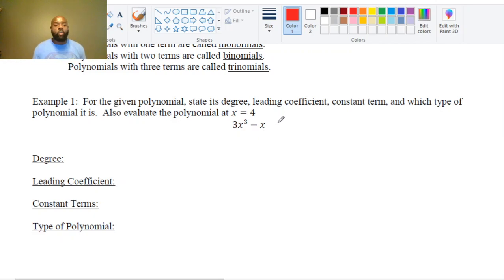When it's written that way, if we want to know the degree of the polynomial, look at the first term. Our first term is 3x cubed. The degree here is 3. The leading coefficient is the coefficient on the leading term. That is also 3 here. My constant term: notice I don't have a constant term here, so it's understood to be 0. When you don't see a constant term and it only has variable terms, our constant term is 0. And for my type of polynomial, we're going to use one of these 3 words here. This will be considered a binomial.